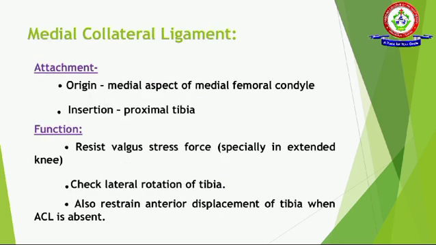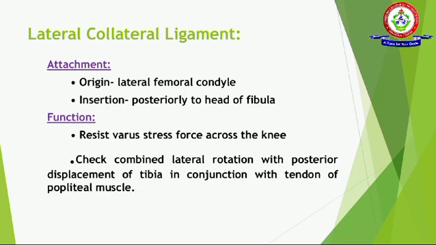First we can see about collateral ligaments. There are two collateral ligaments, medial collateral ligament and lateral collateral ligament. Medial collateral ligament attachment. It gets originated from medial aspect of medial femoral condyle and get inserted into the proximal tibia. Function of MCL. It resists valgus stress force, check lateral rotation of tibia, also restrain anterior displacement of tibia when ACL is absent.